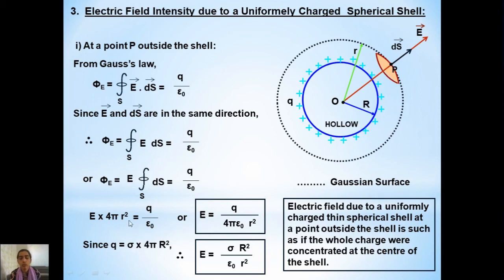So both the values of total electric flux and total charge, we substituted in the Gauss law, and we found the equation as E is equals to Q over 4 pi epsilon naught into R square. Or you can also rewrite it as E is equals to sigma R square divided by epsilon naught into r square. So this is the electric field intensity which we will experience when we are considering a point which is outside the uniformly charged spherical shell. By the expression, we can understand that as the distance of point of consideration goes on increasing, the electric field intensity will go on decreasing, because both are inversely dependent, right?